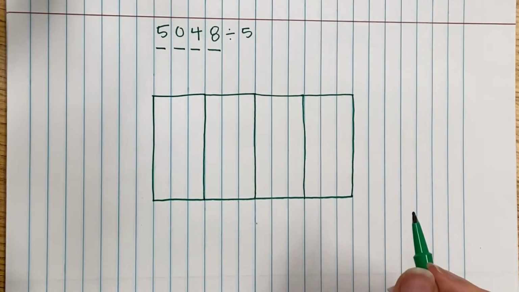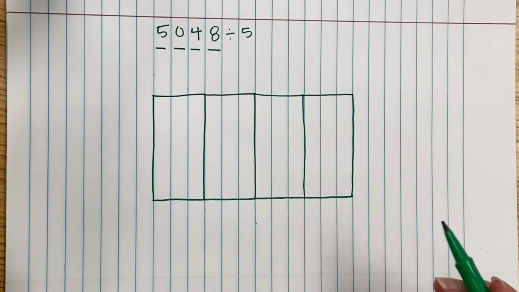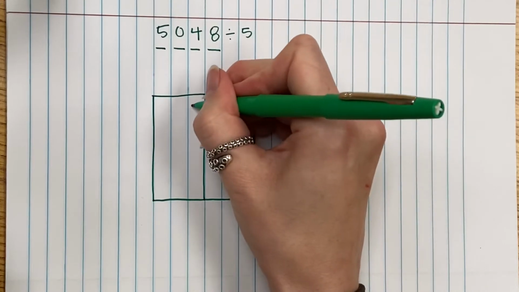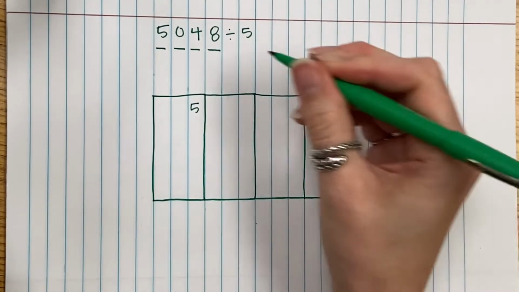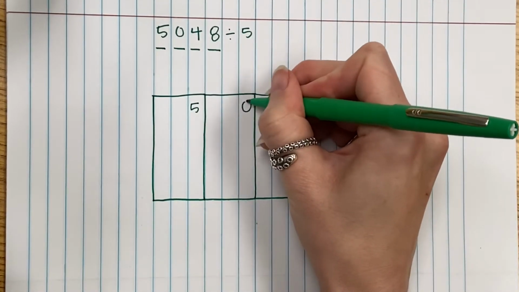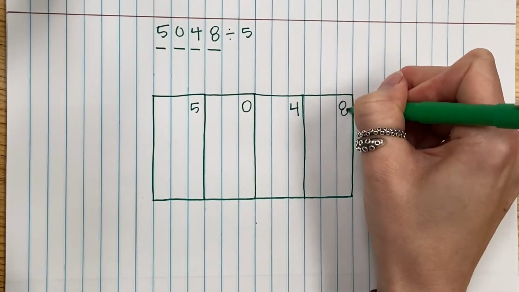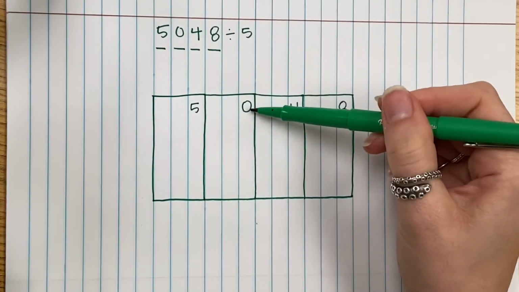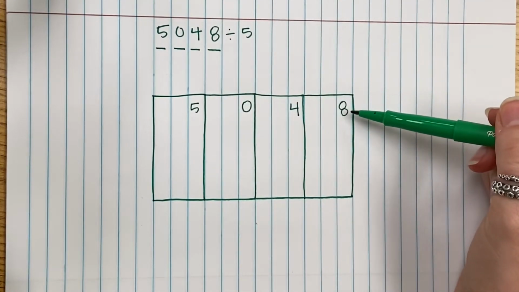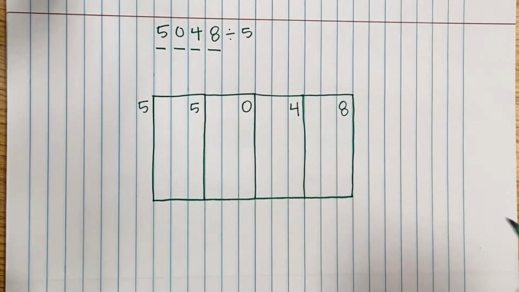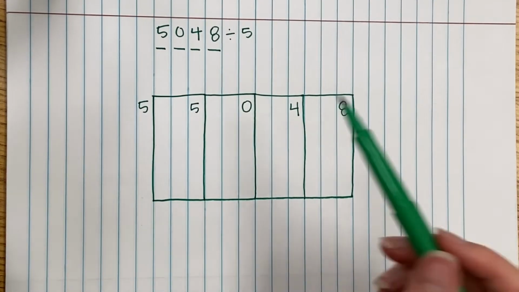Now that I have my boxes, I can go ahead and move my digits one at a time into those boxes. So I'm going to start with my thousands place. I'm going to move that 5 down into the first box, my 0 down into the next box, the 4, and the 8. And notice that each of my digits is in the farthest right-hand column within each box. My divisor is still going to be on the outside of my boxes, just as it would be for standard algorithm long division.